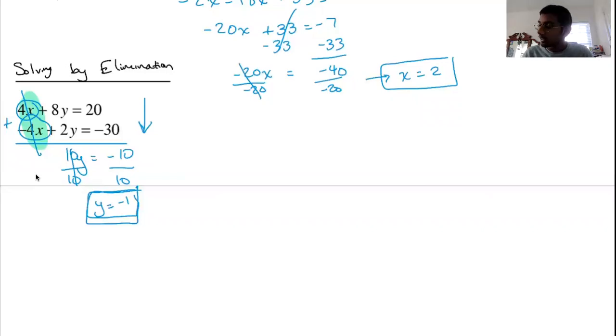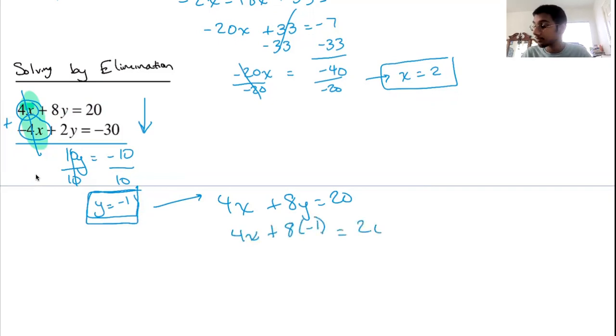So for example, we have this y is equal to negative 1. Now we're going to plug this into, let's say, the first equation. We'll take this equation right here: 4x plus 8y is equal to 20. We know that y is equal to negative 1, so we'll just plug in that negative 1 when we get to y. So we get 4x plus 8 times negative 1 equal to 20. So 4x minus 8 is 20. You can add an 8. 28 is equal to 4x. Therefore, x is equal to 7.